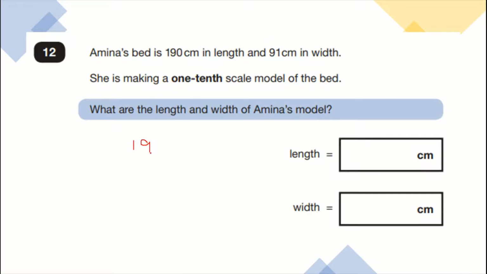We're going to start off with the length, 190 centimeters. We're going to move the decimal place one place, because we're dividing by 10. Our decimal place would be here. That means our length would be 19 centimeters. Now for the width, 91. We're dividing by 10, so we're going to move it by 1 decimal place. Our decimal place would be here, so our answer for the width would be 9.1.